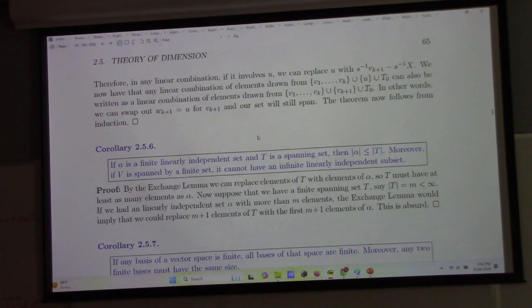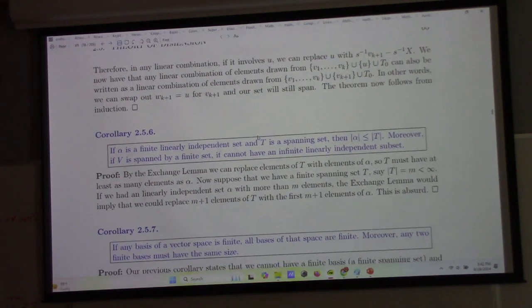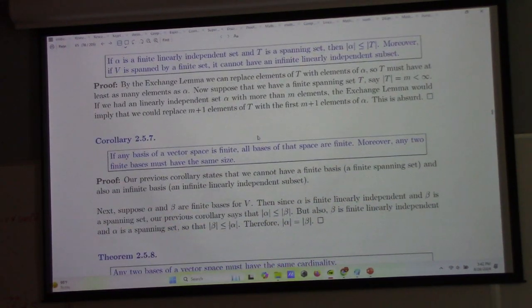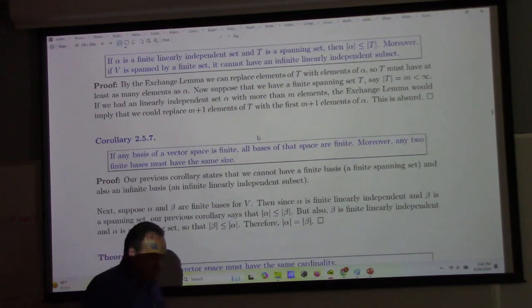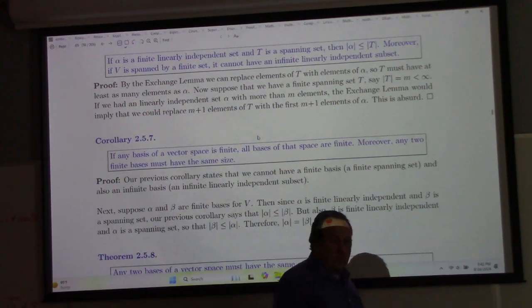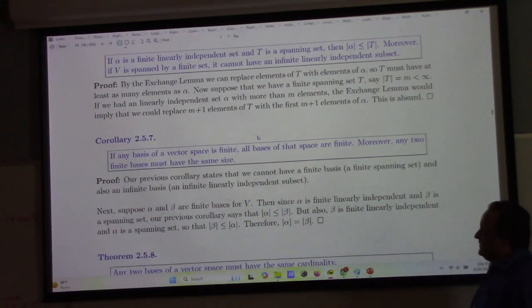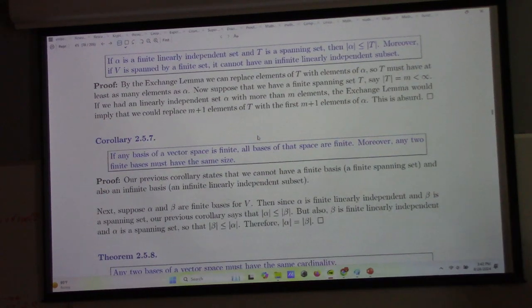And if V is spanned by a finite set, it cannot have an infinite linearly independent subset. Here's another one. If any basis of a vector space is finite, all bases of that space are finite. Moreover, any two finite bases must have the same size. So what our previous corollary states is we cannot have a finite basis and an infinite basis. Otherwise, it would come to an absurdity by the exchange lemma.